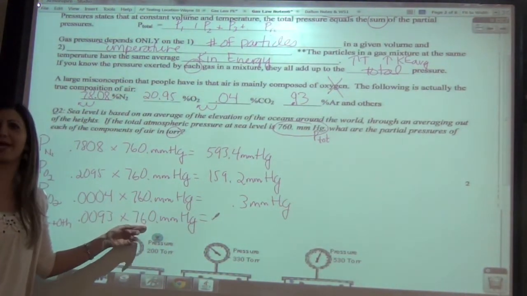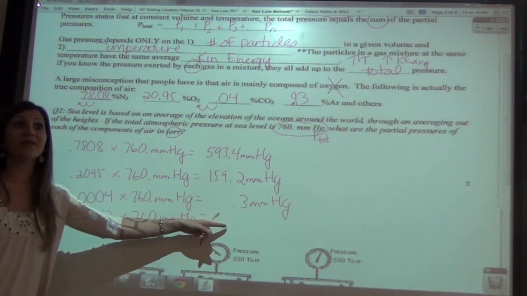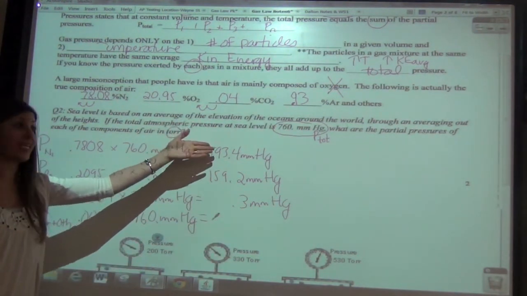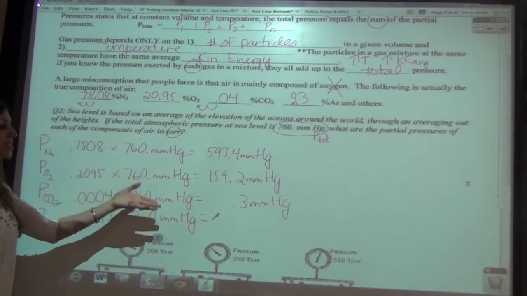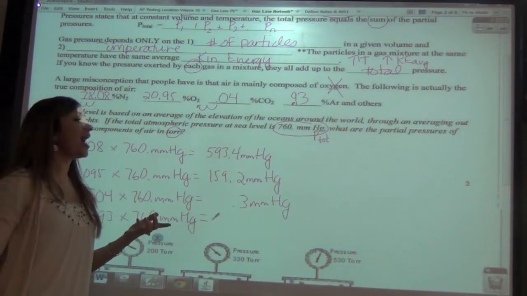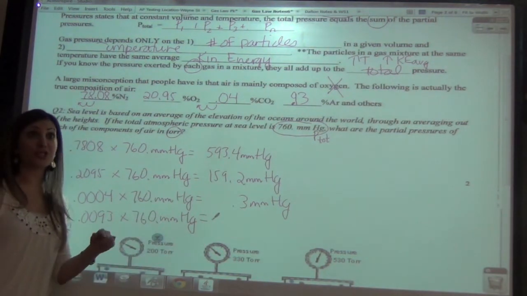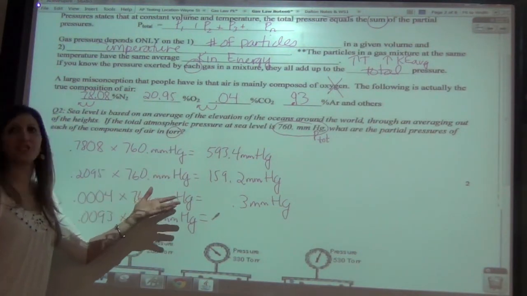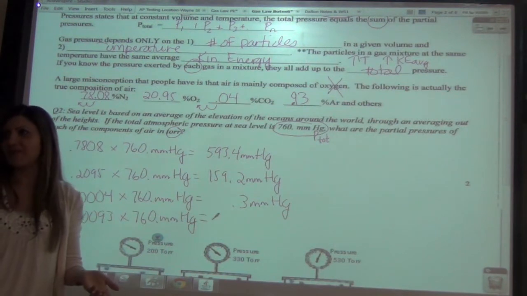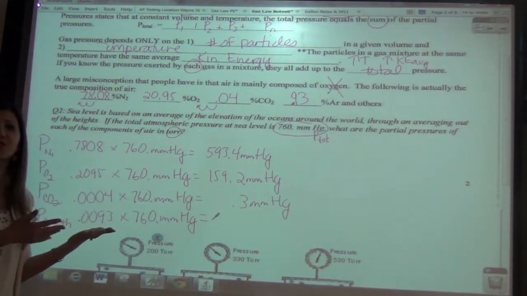Instead of doing it this way, how else could you figure out this last number? Subtract from the total, which is 760. Good, because these should all add up to equal 760. So if you subtract from 760, you can get that. The reason why I like doing it this way is because I want to make sure that I didn't have a calculation error. If I had a calculation error somewhere in there, then it wouldn't add up to 760. So I actually use this as my check, just because we're shifting decimals so much.